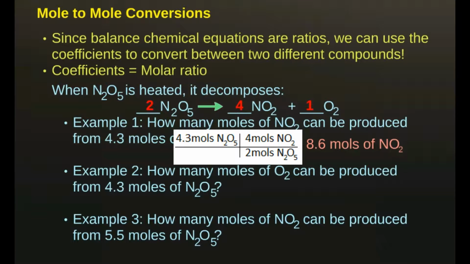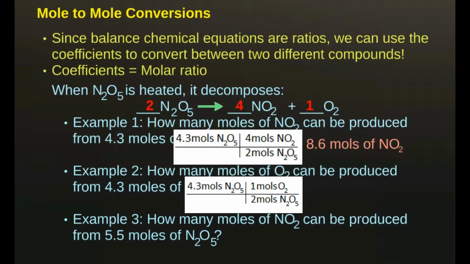Which one's got to go on bottom to get rid of N2O5? There you go, 2 moles N2O5. If that goes on bottom, then the other one's got to go on top. Cancel out, cancel across. You're actually dividing by 2 technically on this one, and you get 2.15. And y'all are good.